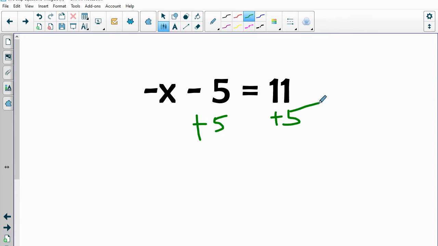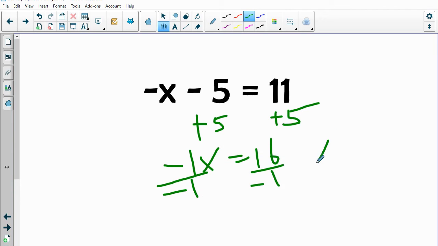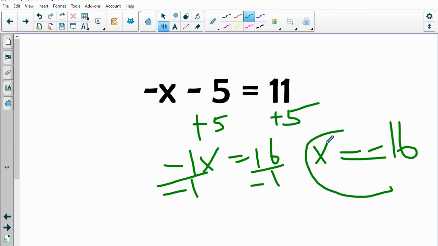So as you can see, it's pretty much automatic. Whatever we are subtracting, we're going to add. Whatever we're adding, we're going to subtract. So we end up with negative 1x, remember that 1 in front of the variable, is equal to 11 plus 5, which is 16. Now if I divide both sides by negative 1, I end up with x equals negative 16. That's your final answer.